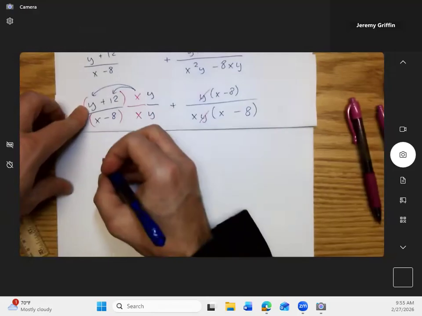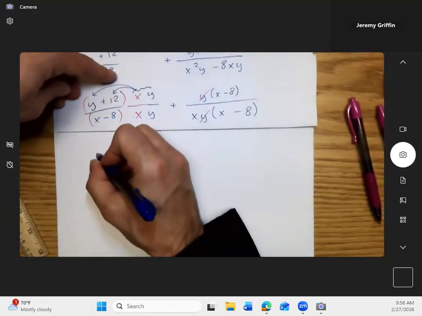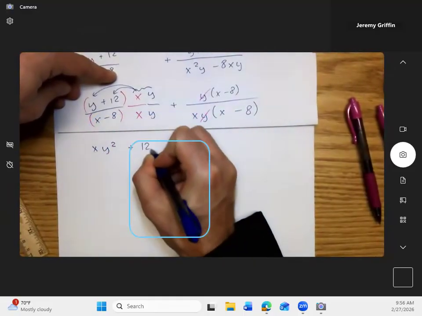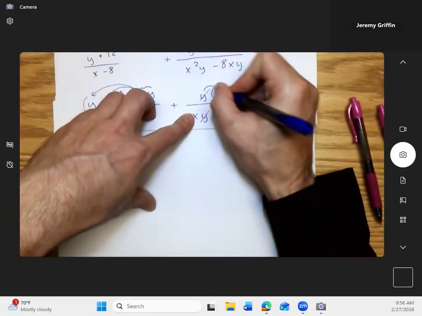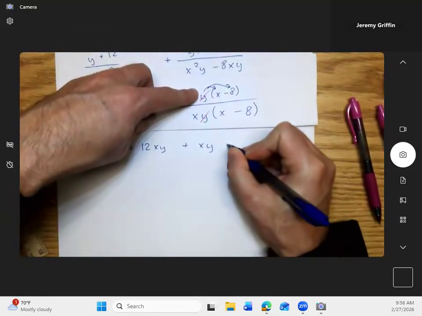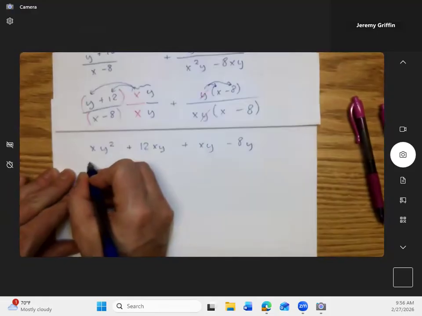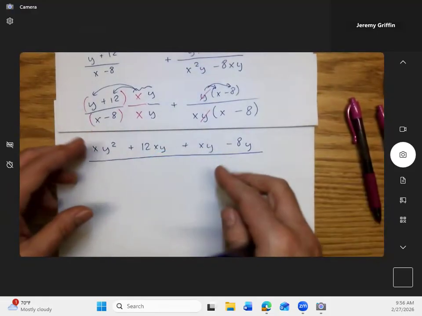Okay, but let's still do this distribution. So now I've got a whole xy I'm distributing here. So that gives me xy squared plus 12xy. Then over here, let's say I left this y here and I'm going to distribute that. That's plus xy minus 8y. Is that okay? Okay. Now, those are different fractions, but we're going to make it all one fraction because there's still a common denominator. It's just different now.